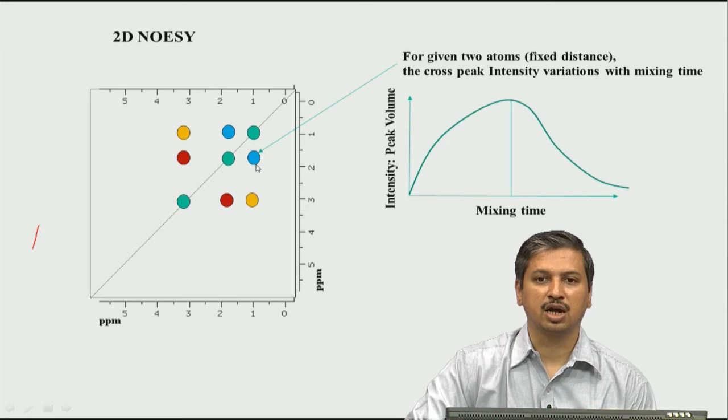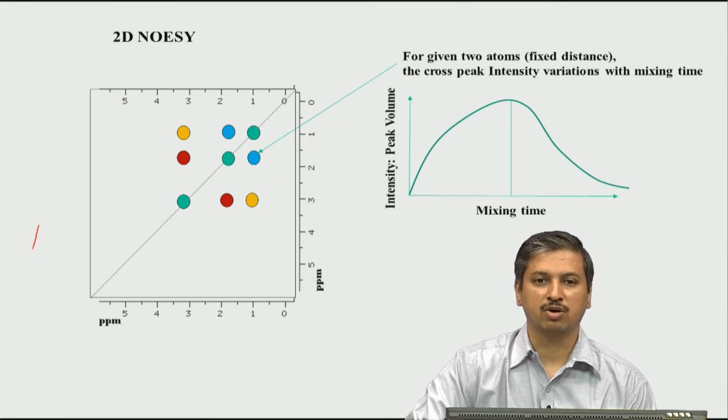That means I cannot arbitrarily choose my mixing time. It has to be chosen up to the maximum value, meaning I should choose either here or here or here, but not after this point, because of T1 relaxation and other effects, the intensity is now going down. When intensity is going down, it will give you misleading information.